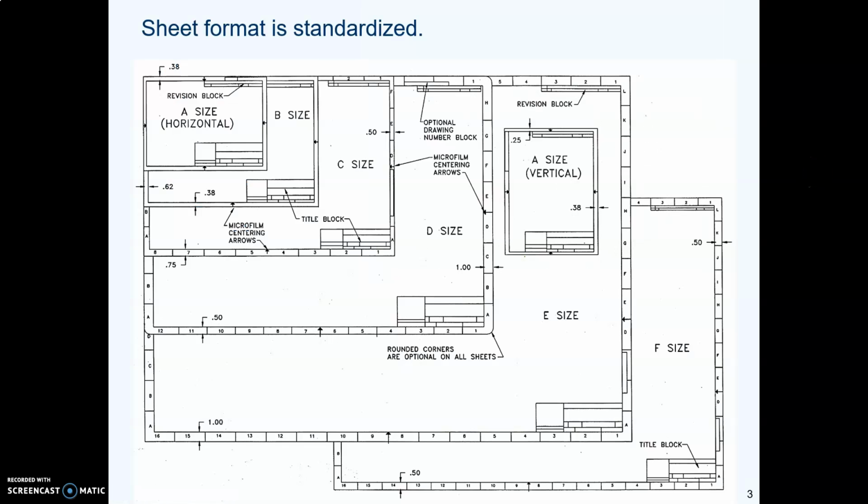In addition, the format of the sheet is standardized. In other words, that's a fancy way of saying every sheet has a title block that is a standard size and shape. And if you look at this picture out of the ASME standard, you can see that no matter what size piece of paper you have, the title block is always a rectangle of lines and spaces down in the lower right corner of the sheet.